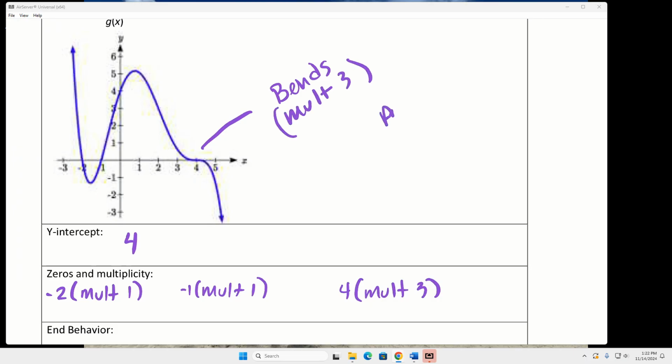And when it bounces, it has a multiplicity of 2. It technically could have a multiplicity of 4 or any even, but just to make it easier for us, we're just going to say 2.